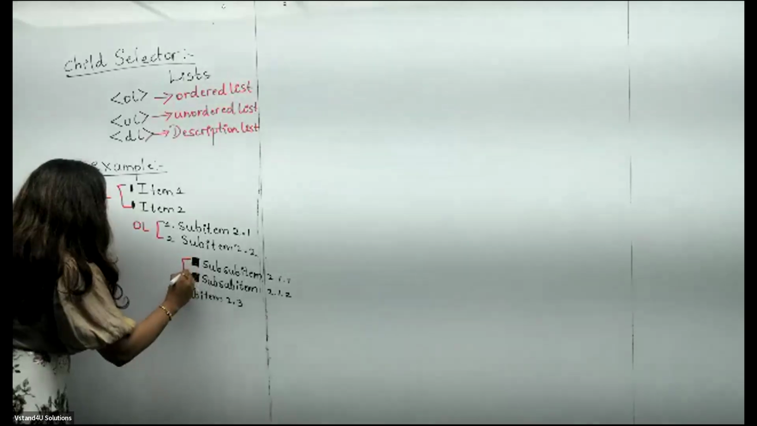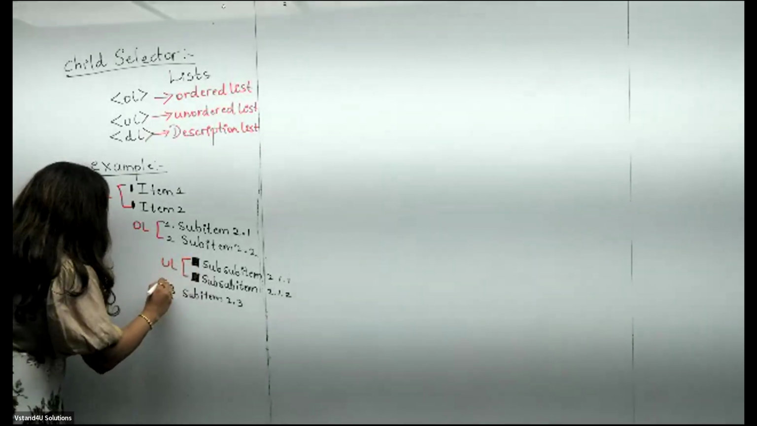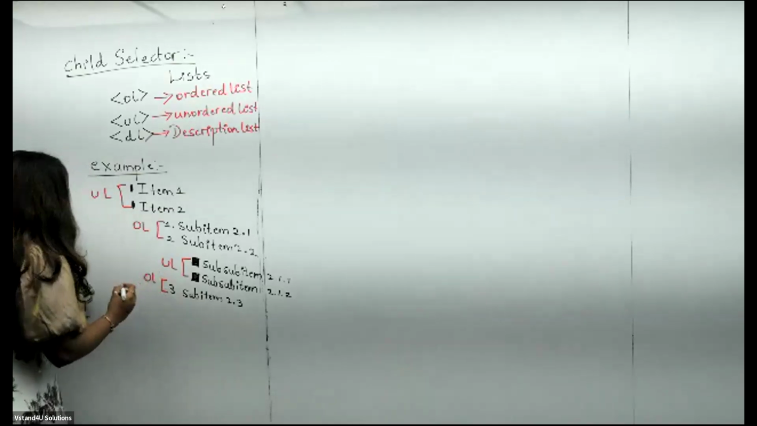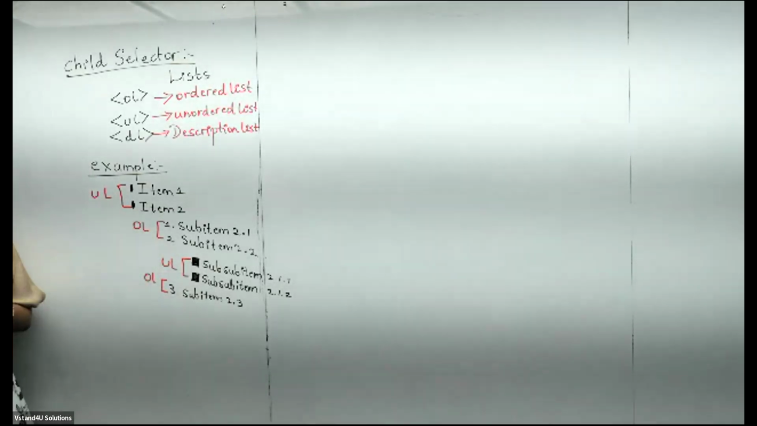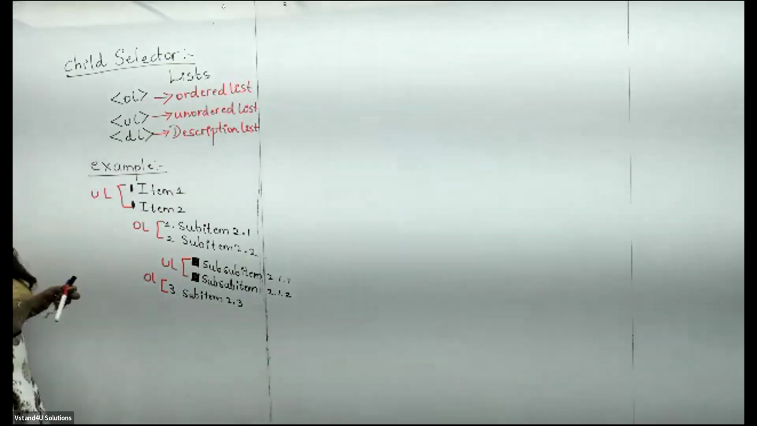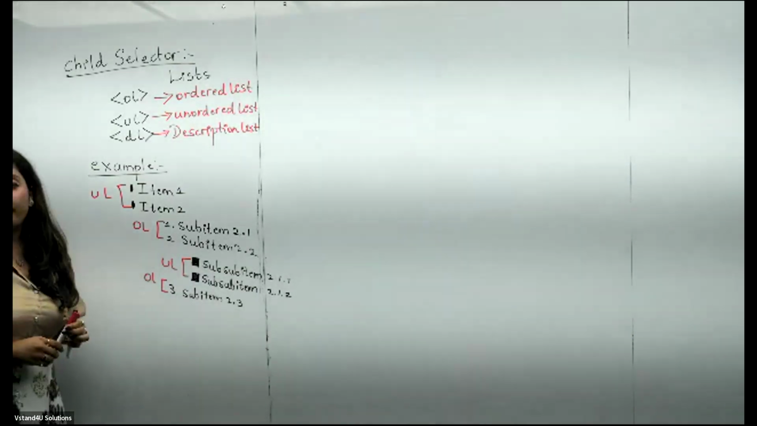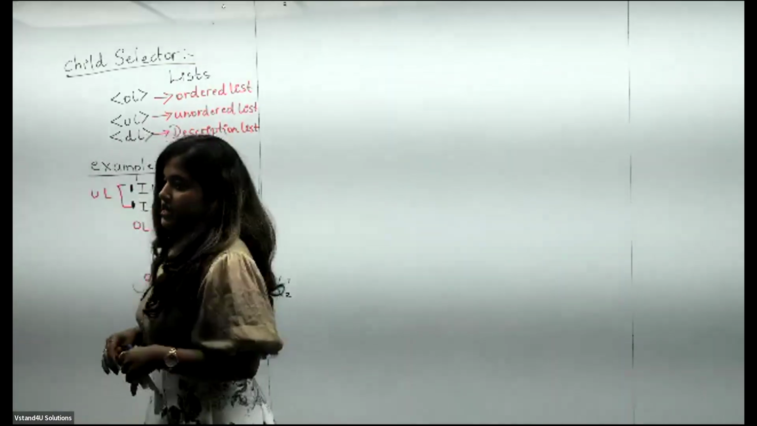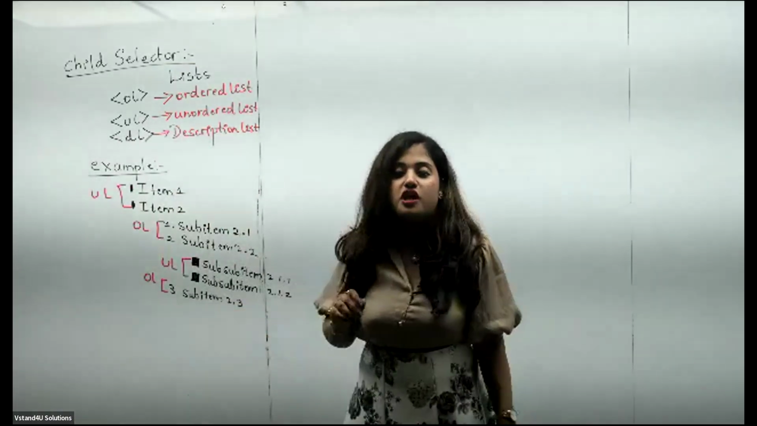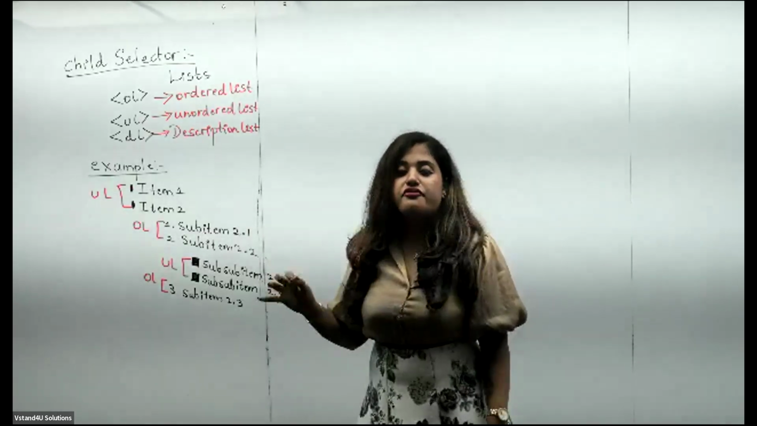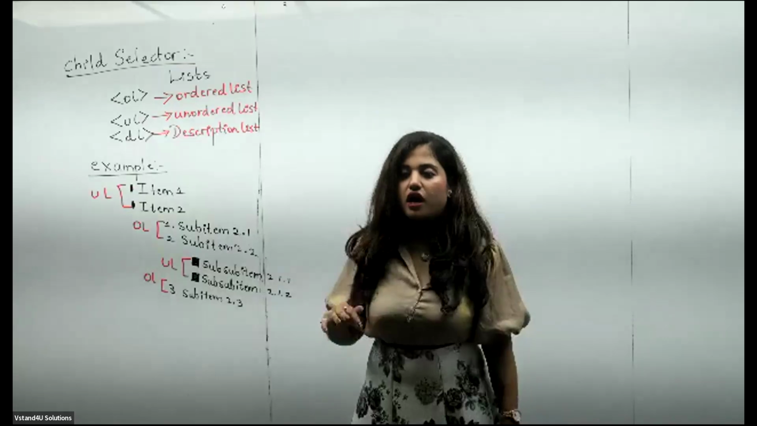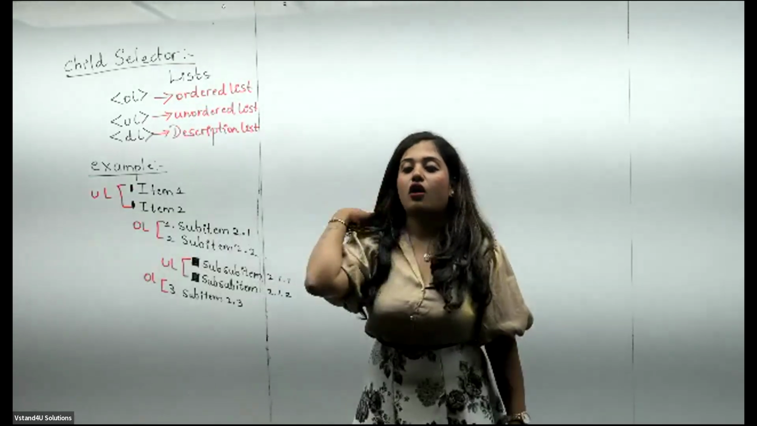This one is unordered list. This one is ordered list. Ma'am, I know all this. But what do you want to tell? Now, my requirement is I want to change the color of list items.